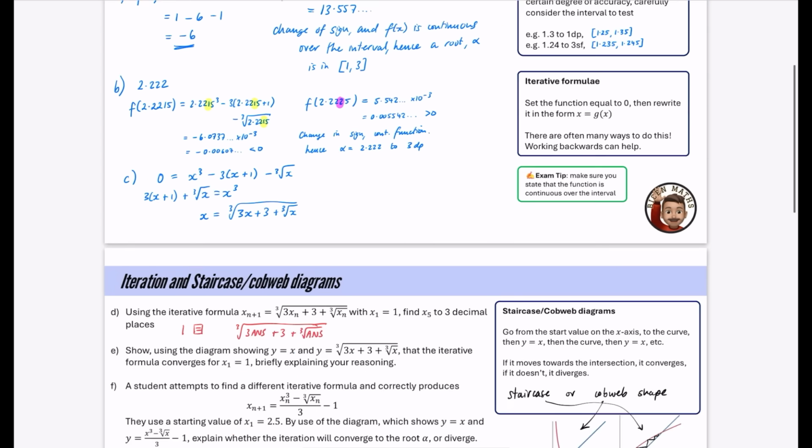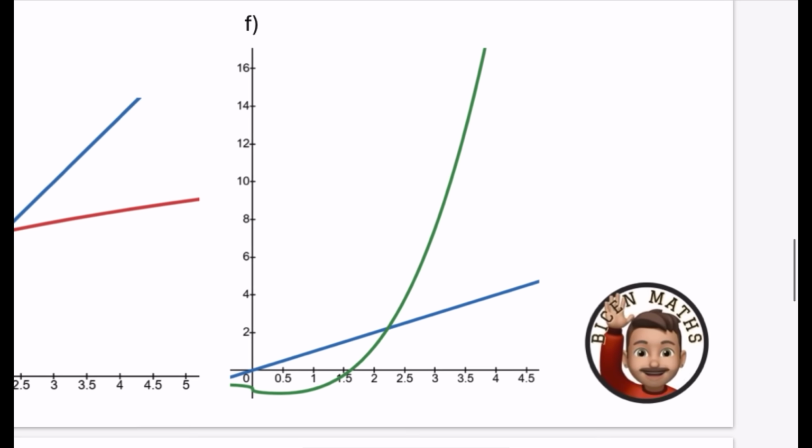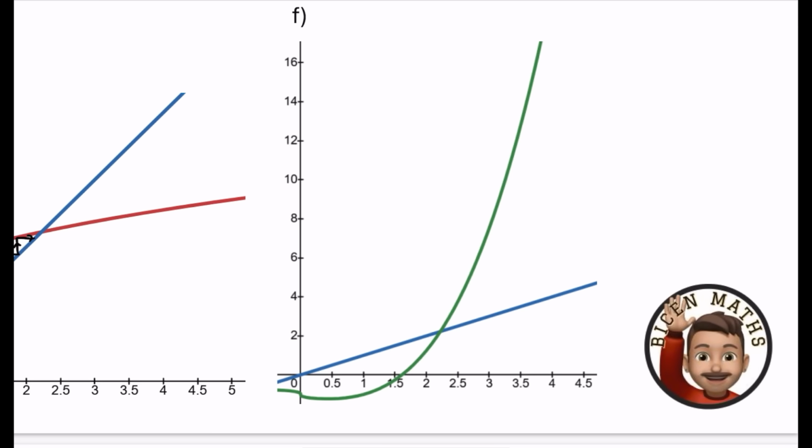They are going to start using a value of x1 as 2.5. By use of the diagram, which shows y equals x and y equals this right-hand side part, explain whether the iteration will converge to the root alpha or diverge. So instead of a starting value of 1, we are doing a starting value of 2.5. From 2.5, I'm going to go straight up to the curve.